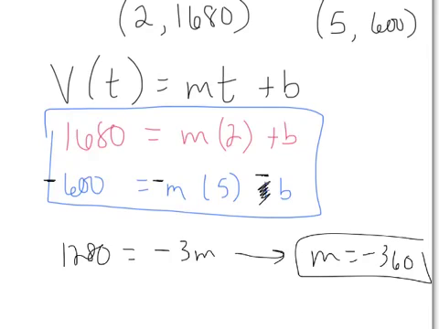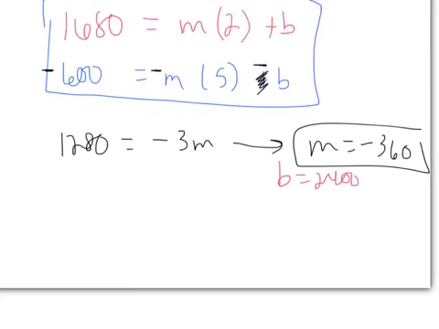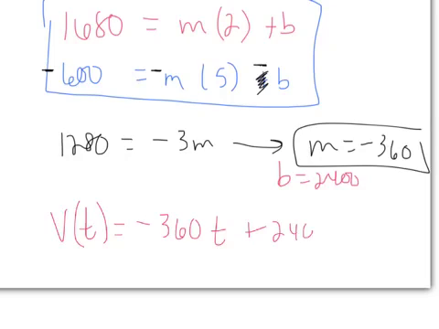Well, if the slope is negative 360, we can take that number and plug it back in here to solve for b. So we can take negative 360, multiply by 2, giving us negative 720, then take the negative 720 and add it over here to get b. We'll get a b value in this problem of 2,400. So our function for this problem, for part A, our volume function, or the amount of fluid left in the tank, is going to be negative 360 t, that's the slope, plus 2,400.